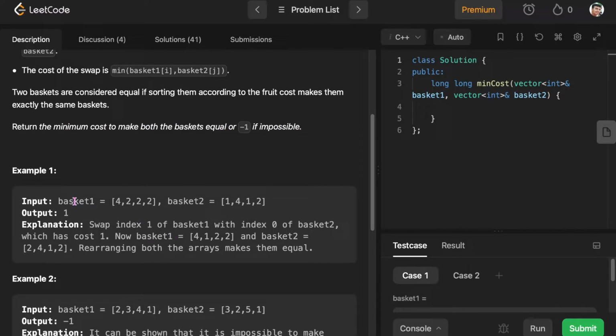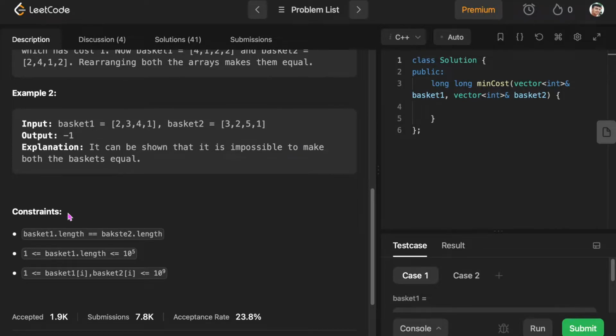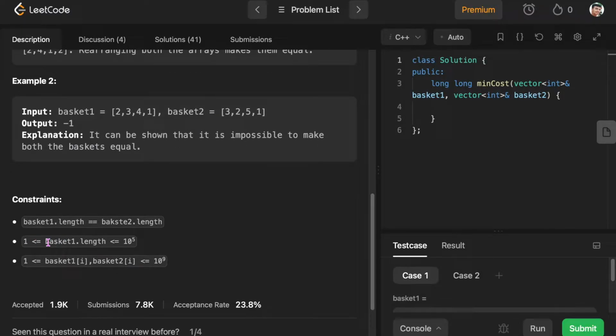So looking at the sample test cases, basket1 contains 4 2 2 2 and basket2 contains 1 4 1 2. So if we transfer a 2 from basket1 to basket2 and get a 1 from basket2 to basket1, then after sorting both basket1 and basket2, they will be exactly the same. And the cost of this transaction will be minimum of 2 comma 1, that is 1. So that's what is written in the sample test cases. Let's see the constraints. The length of the basket is 10 to the power 5. So we either have to do it in O(n) or O(n log n).